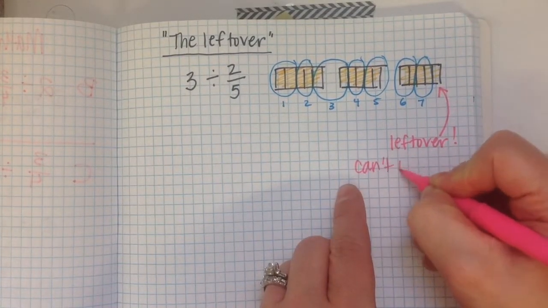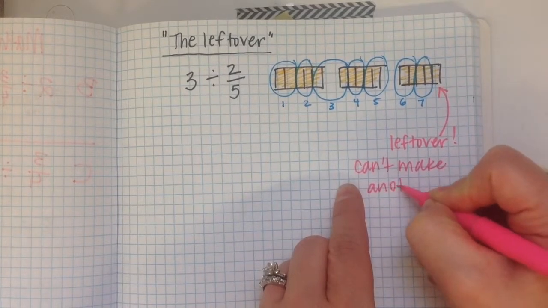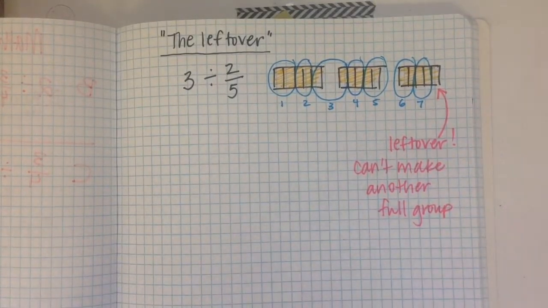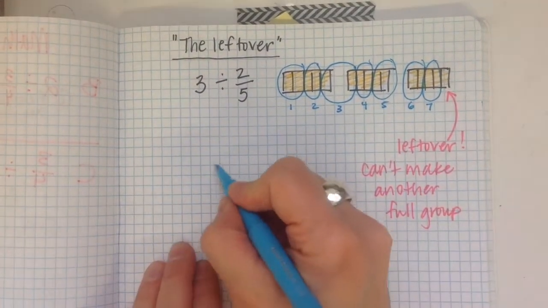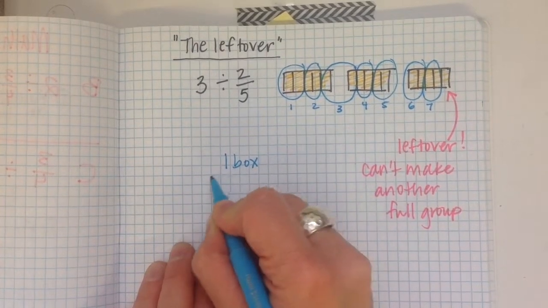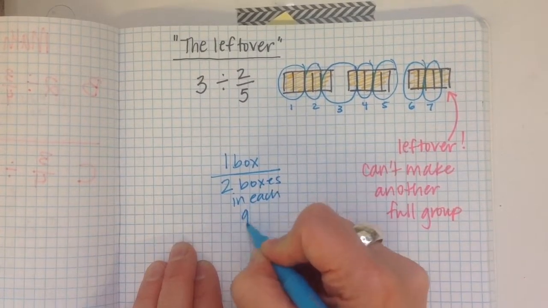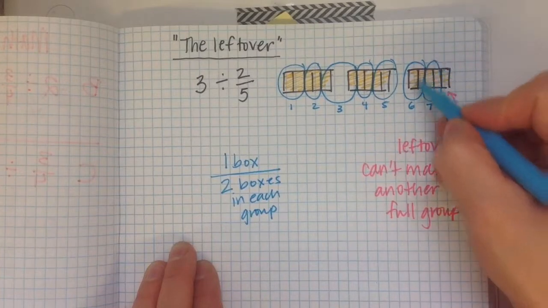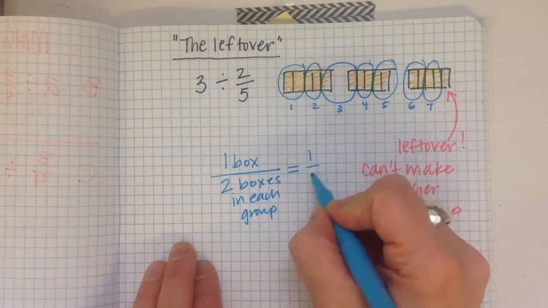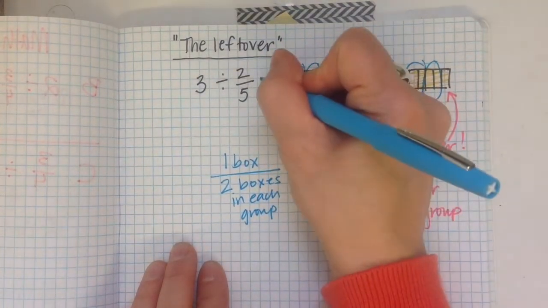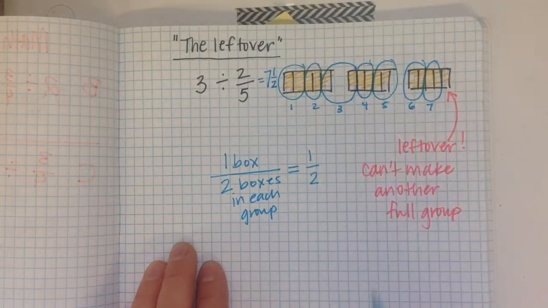So I can't make another full group. But I do have 1 out of the 2 that I would need. So I have 1 box out of the 2 boxes that were in each group. Right, so I have 1 and there were 2 in each group. So really that's 1/2. So I put this number here, the 7, together with the half, and so my answer is 7.5. I can make 7 whole groups and a half of another group.